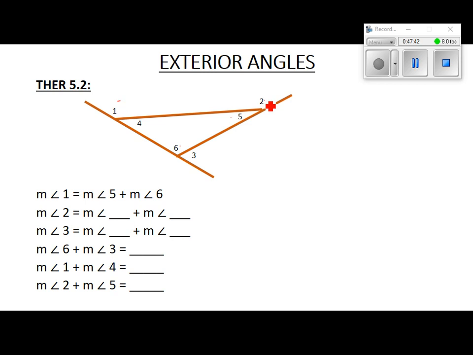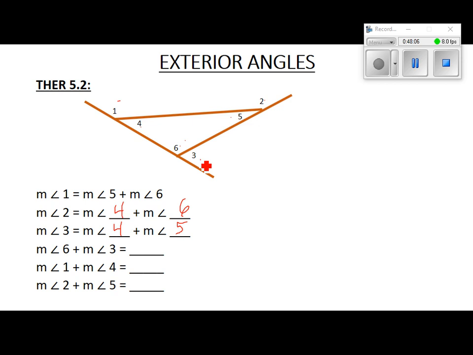Angle 2. Which two interior angles add up to equal angle 2? 4 and 6. So right in 4 and 6. This angle 4 and 5 plus this angle has to equal angle 2. Is that what we're saying on this next one? So write in 4 and 5. 4 and 5 have to add up to equal angle 3.